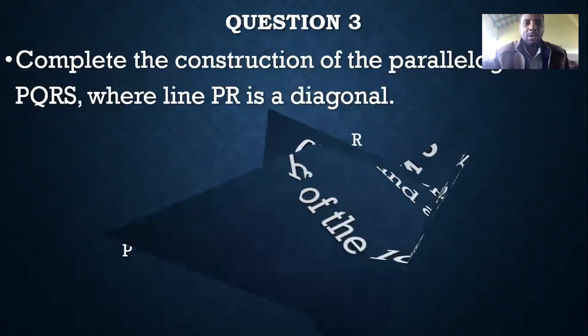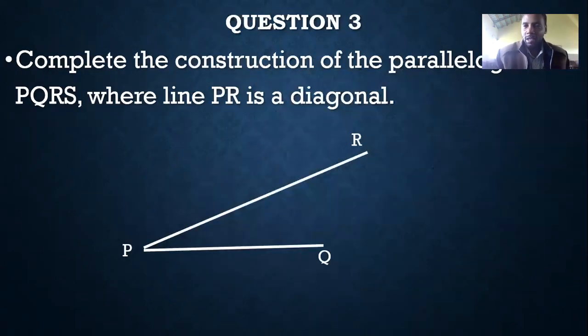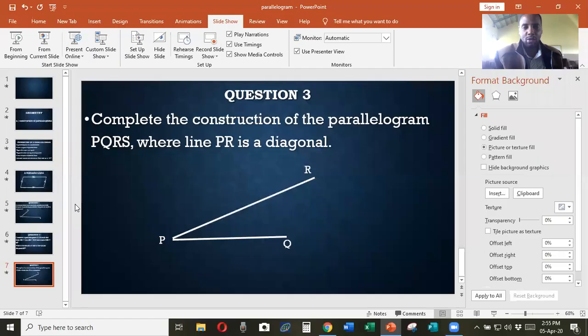The third question, which is a bit tricky, and once it was tested in KCPE, it tricked some candidates. So you better watch keenly when you start construction where the trick was, where we are constructing parallelogram PQRS, where the line PR here is a diagonal. So this line here is a diagonal. The first question, we were given the two lines of the parallelogram, but in this last question, we are given one line and a diagonal. So welcome. And take your set and get ready for the constructions.